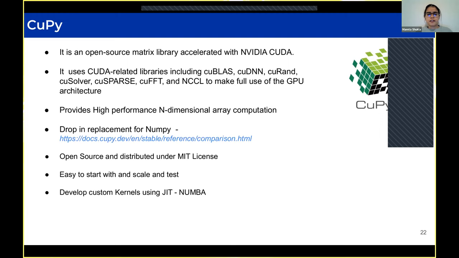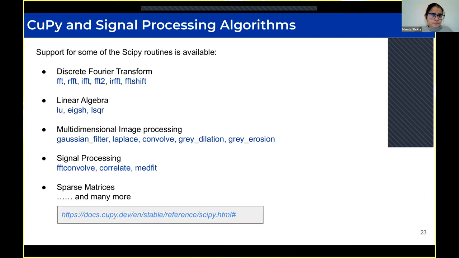So if you are starting with signal processing and you want to scale it up to the GPU level and you have a time constraint, then you are better off starting with Python. So I think it is easier to start and also to test your prototype and proof of concept as well. So what is provided in CuPy for signal processing?